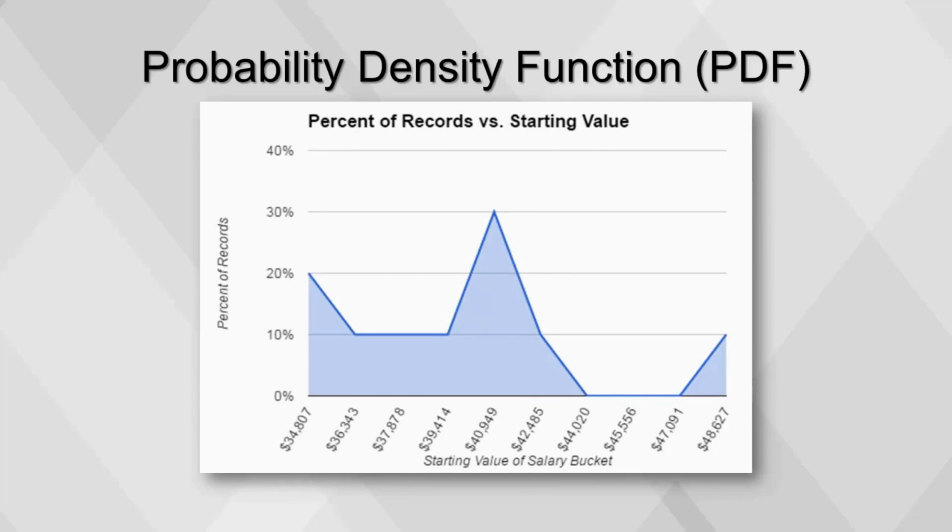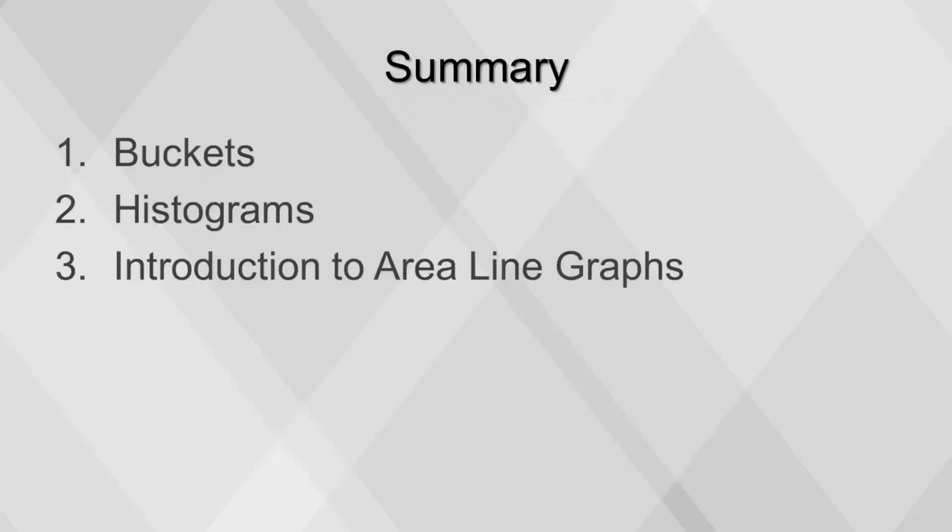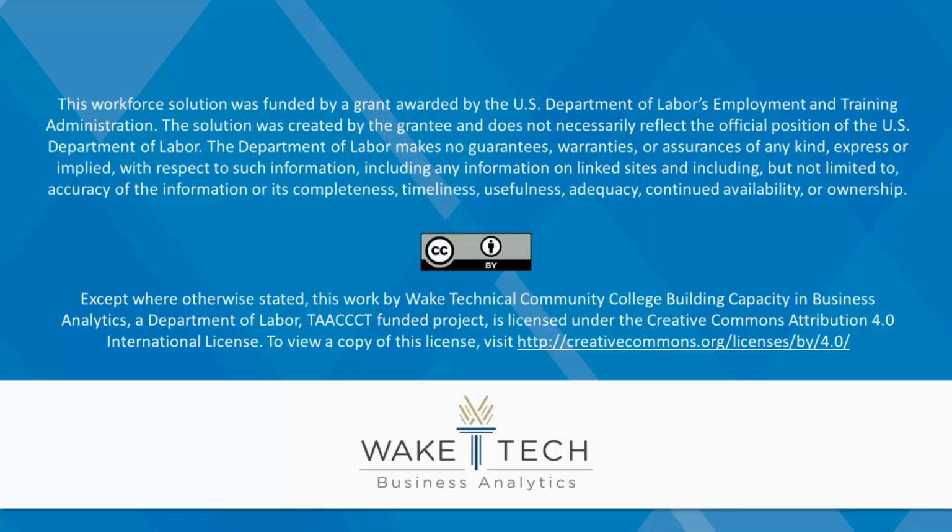This is commonly used in statistics to estimate the probability of a new value. For now, we just need to know that the shaded area under the curve adds up to 1, or 100%, and that the lines are typically much smoother than we see in this example, which is because most PDFs visualize more than 10 data points and use more than 10 buckets. This concludes our video on distribution visualizations. Today we covered buckets, histograms, as well as a brief introduction to the use of area line graphs.